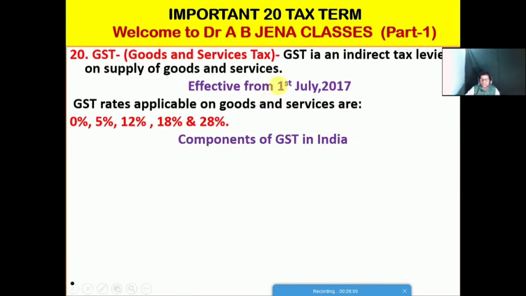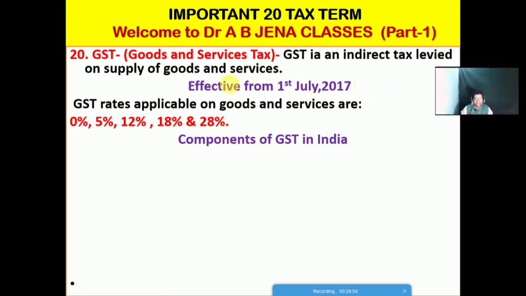Last but not the least, GST, which stands for goods and services tax. GST is an indirect tax levied on the supply of goods and services. It was effective from 1st July 2017, under the GST Act 2017. The GST rates are applicable in India on goods and services, friends. They are changeable from time to time, and the chairman of the GST Council is the finance minister of the government of India, and the state finance ministers are the members. Right now the rates are 0%, 5%, 12%, 18% and 20%.